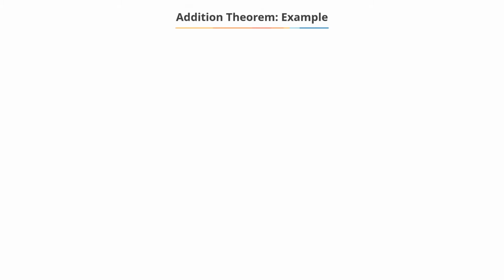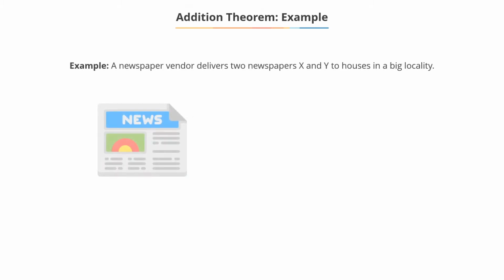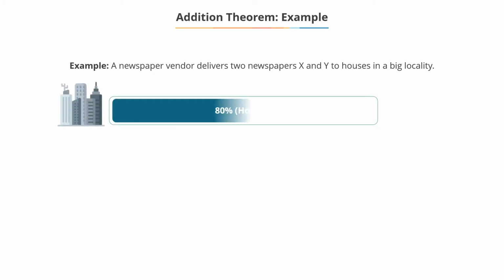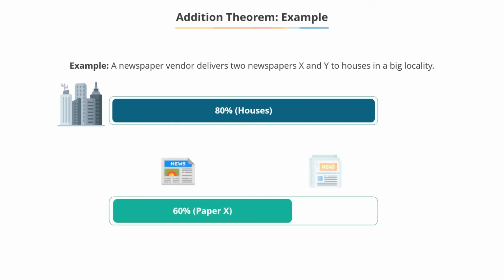Let us consider an example. A newspaper vendor delivers two newspapers X and Y to houses in a big locality. 80% of the houses are his customers, while 60% of the houses receive paper X, 45% receive paper Y. Let's determine the percent of houses that purchase both the newspapers.